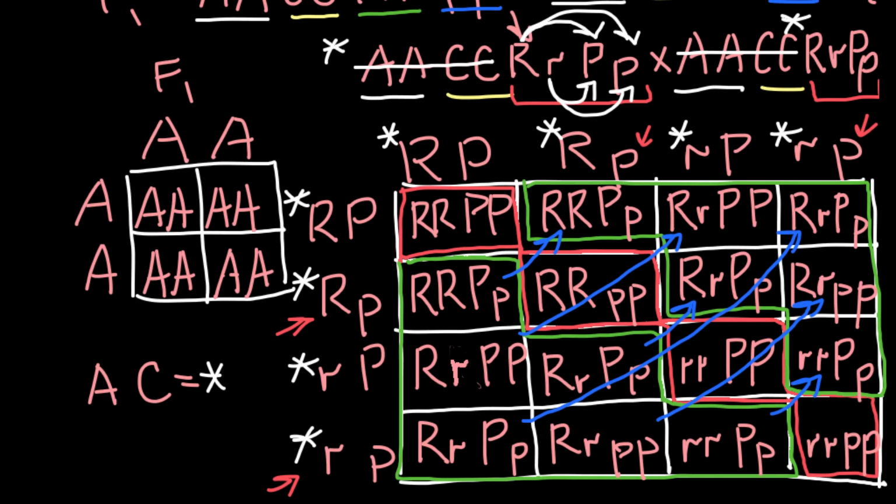And let's now find how many phenotypes we have here. So here we have one phenotype.